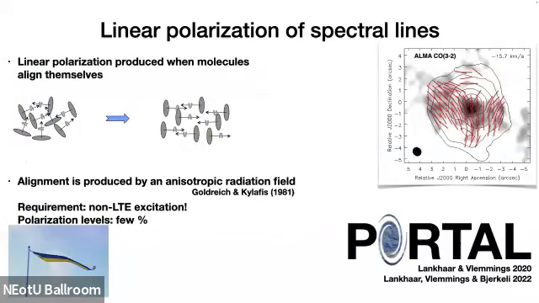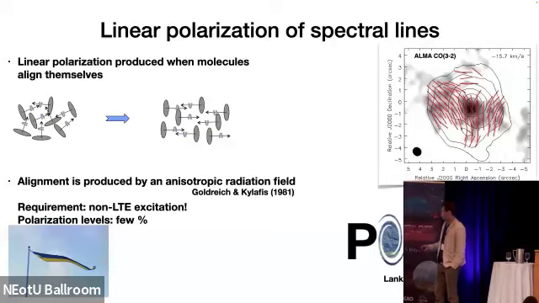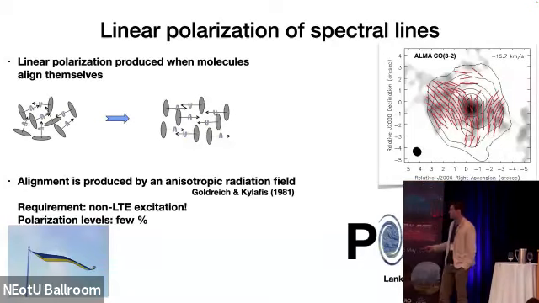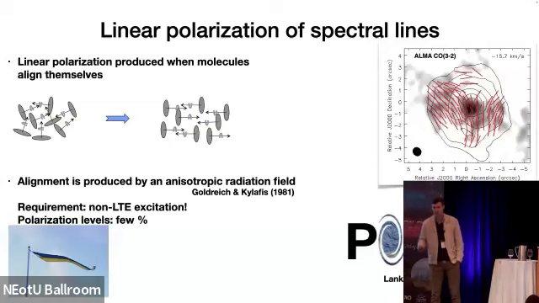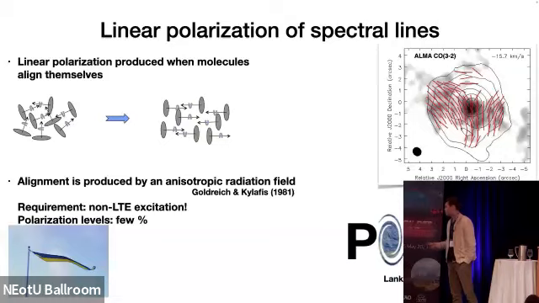So linear polarization in spectral lines is produced when the molecules that emit the spectral lines are aligned. Just the same mechanism as for the dust. And alignment is produced by an anisotropic radiation field. The mechanism of the production of alignment is very similar to a flag aligning itself in the wind. It's the same types of physics. The flag is interacting with a directional wind that aligns the flag. There's a similar principle when molecules are interacting with an anisotropic radiation field.